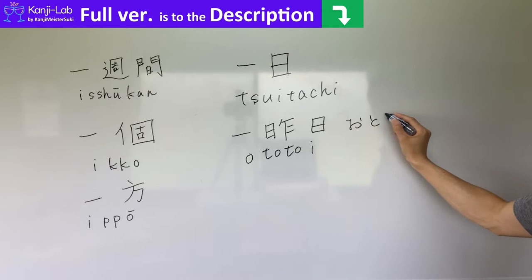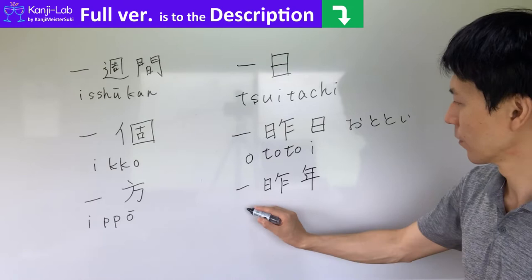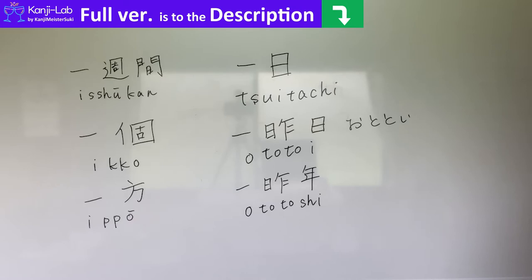Next, ototoshi. It means two years ago, the year before last. It is also usually written in hiragana.